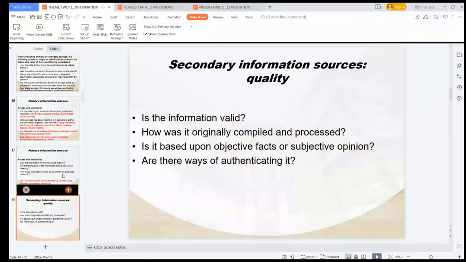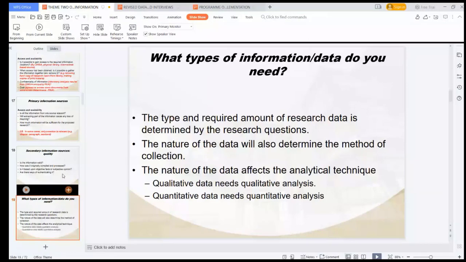So these are some of the questions that are important in terms of the secondary information. What types of information or data do you need then? If you are a researcher, the type and required amount of research data is determined by the research questions. The nature of the data will also determine the method of collection. The nature of the data affects the analytical technique. Qualitative data, for an example, needs qualitative analysis, and quantitative data will also need quantitative analysis.